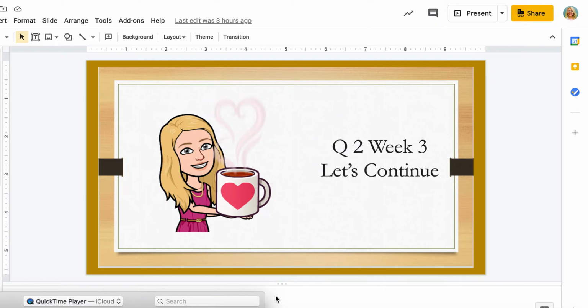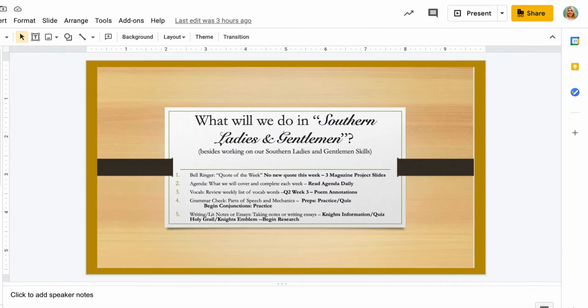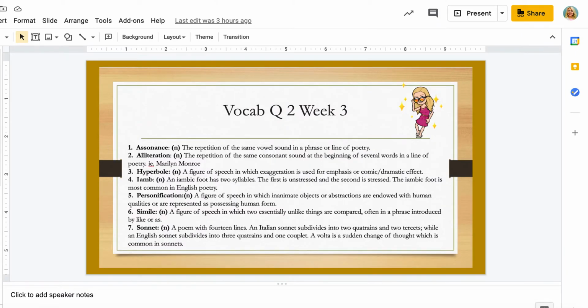I want to talk to you right now about our vocab words. This week we have 7 vocab words that we're going to focus on. Most of these vocab words are literary devices, elements that help us develop figurative language in our writing and in our reading.